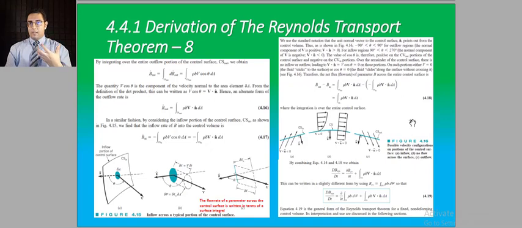Doing the whole calculation, we can have the material derivative, or in other words, the Reynolds transport theorem for the parameter B in a system as the time rate of change of parameter B in a control volume plus the total flow which is getting out, minus which is getting in. It's illustrated in equation 4.19.